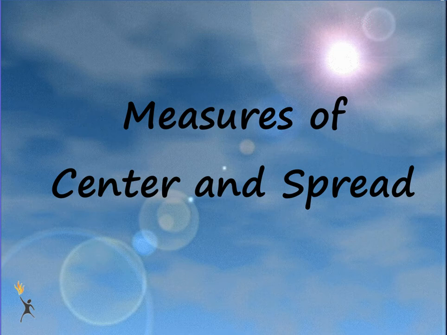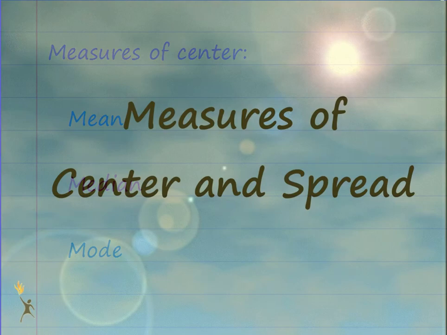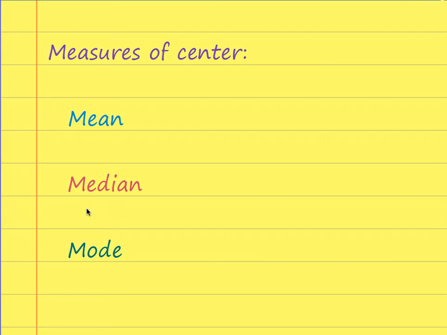Today we're going to discuss some statistical measures of center and spread. And these measures are intended for a list of numerical data only. The measures of center we're going to cover are mean, median, and mode. And we're going to start with mean.